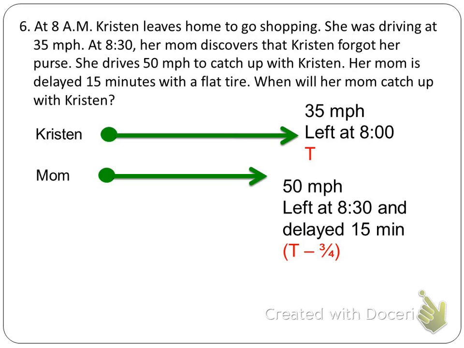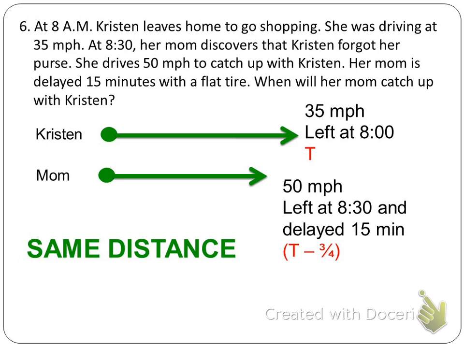So if we call Kristen's travel time T, we'll have to call her mom's travel time T, take away that 45 minutes, which is 3/4 of an hour. How are we feeling so far? Horrible. All right, and we want to know when they get to the same place. So we need their distances to equal one another. Any questions?